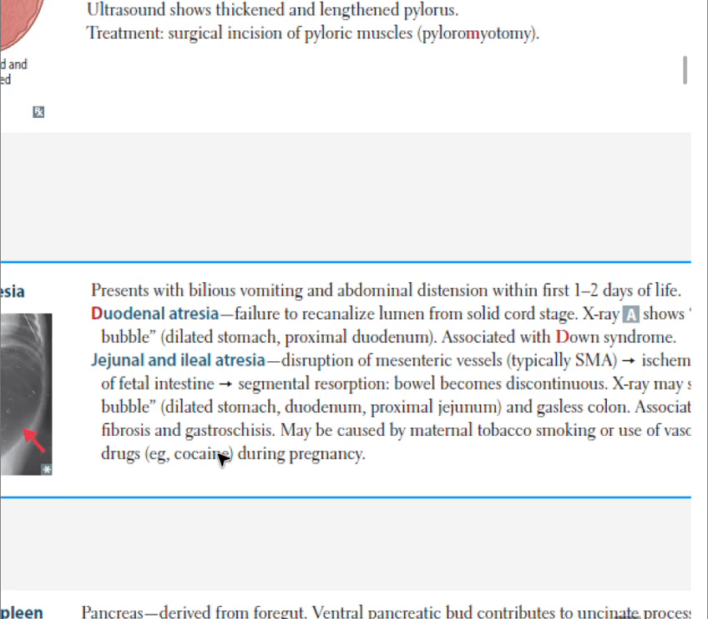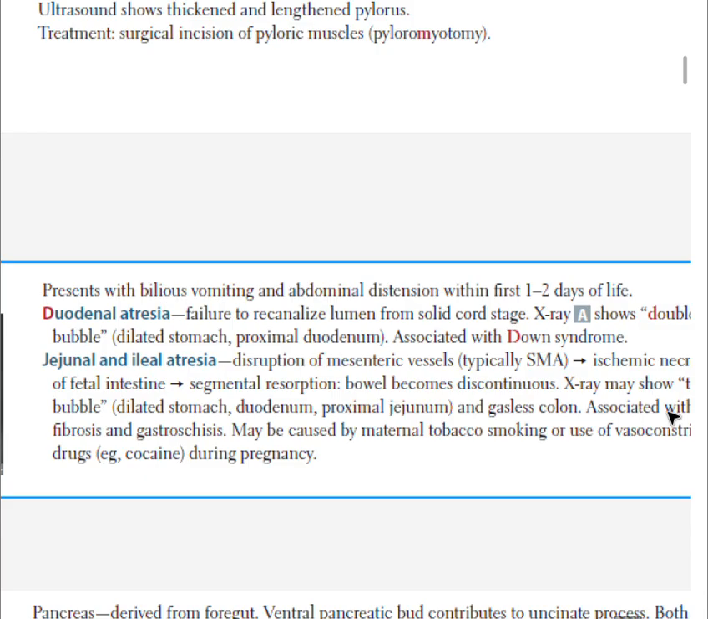Duodenal is early, within 24 hours, and jejunal and ileal is early also, but this is variable. The duodenal and jejunal and ileal atresia, all of them cause bilious vomiting because it's distal to the ampulla of Vater. And then the colon gas is absent in both, but remember that the duodenal atresia is highly associated with Down syndrome, while the jejunal and ileal atresia is highly associated with cystic fibrosis patients.